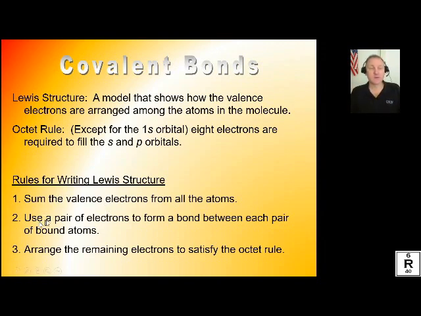Number 2, use a pair of electrons to form a bond between each pair of bound atoms. So a bond is a pair of electrons that will connect all of them together. So you take all of your atoms and you connect them with bonds, and that's going to count for 2 of those valence electrons. Now, once everything's connected, arrange the remaining electrons to satisfy the octet rule. So these are the rules. But now let's take a look at what a Lewis structure actually looks like.